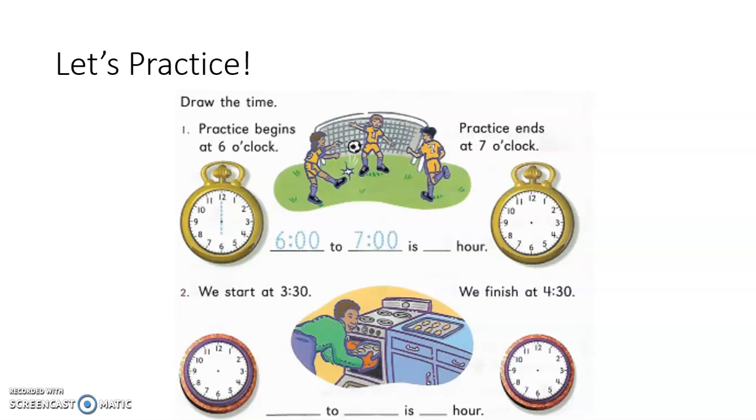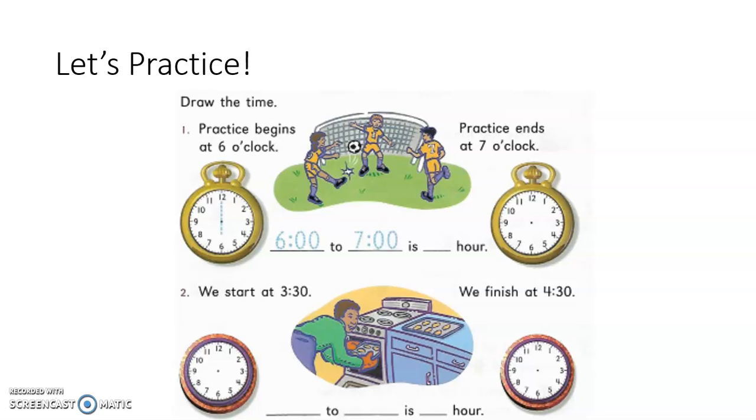Let's practice. Number 1, you see there are 3 children playing soccer. We have to draw the time. There are 2 clocks. One clock has the hands drawn and the other clock does not. We have to trace the hands on the first clock and draw the hands on the second clock. Let's try.